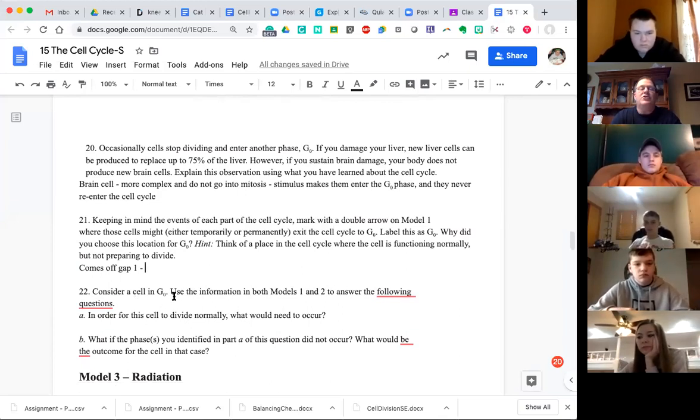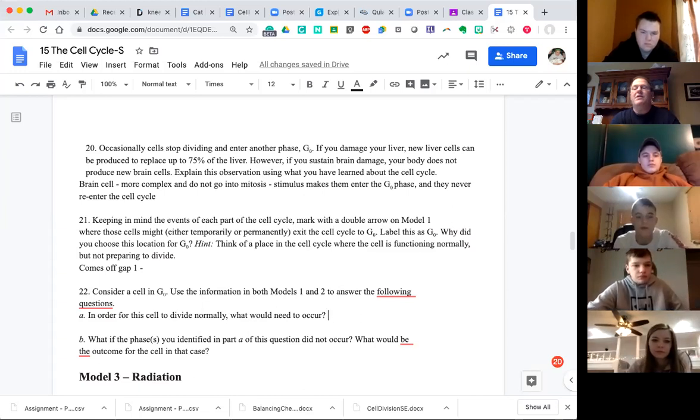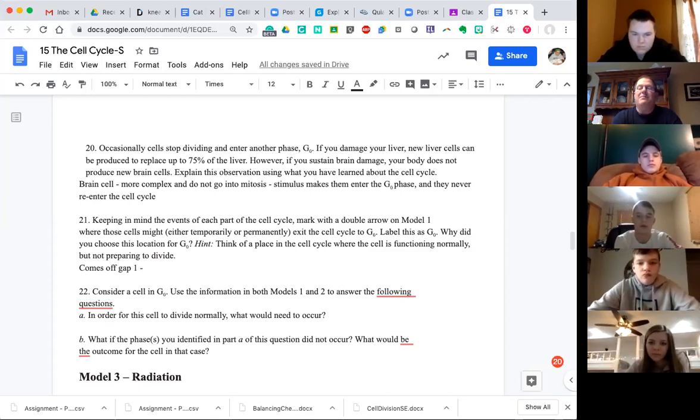Consider a cell in G0. Use the information to answer the following questions. In order for the cell to divide normally, what has to happen? I can't hear you if you just shout all the time. Doesn't it need to grow bigger? Okay, it does have to grow bigger, and to grow bigger, what would have to happen? Where does it grow bigger at? It has to go into the G1 phase. Yeah, it has to go back into the G1.